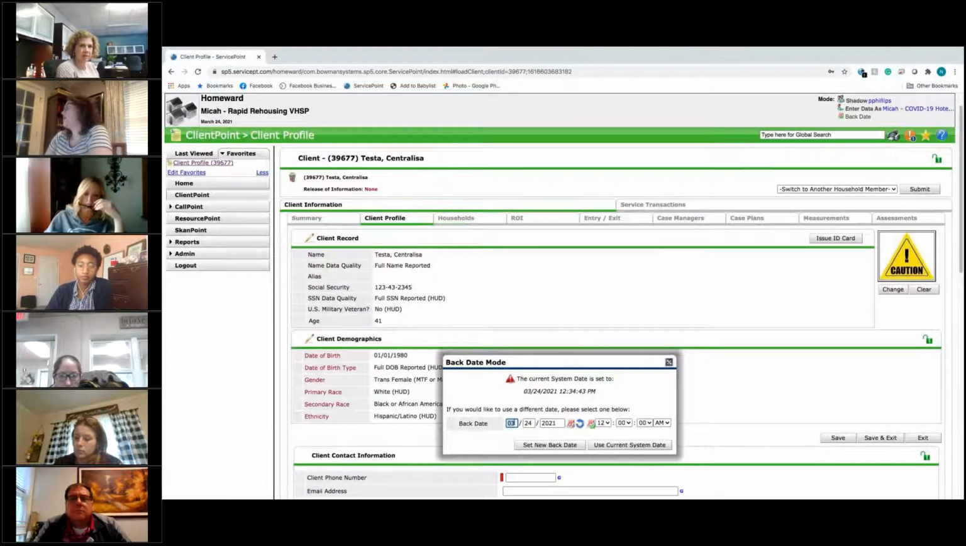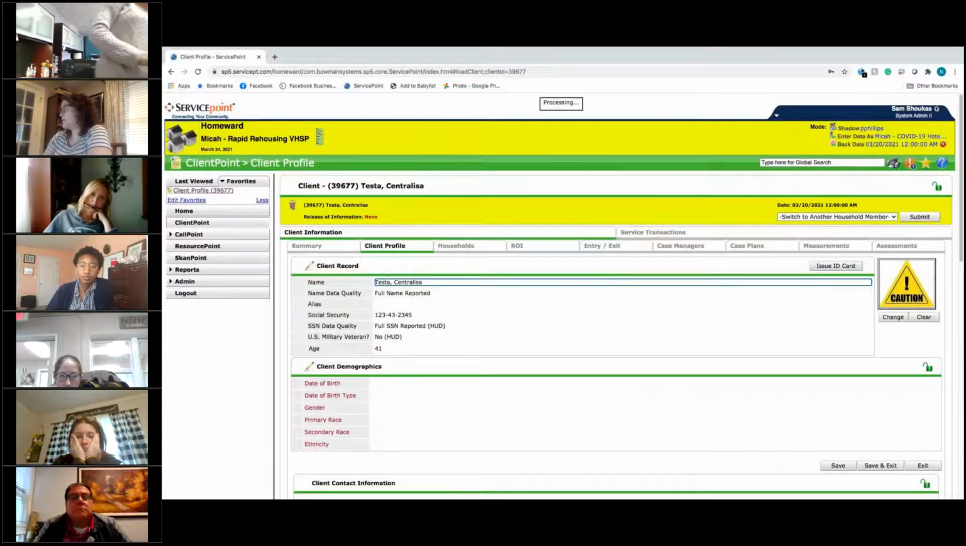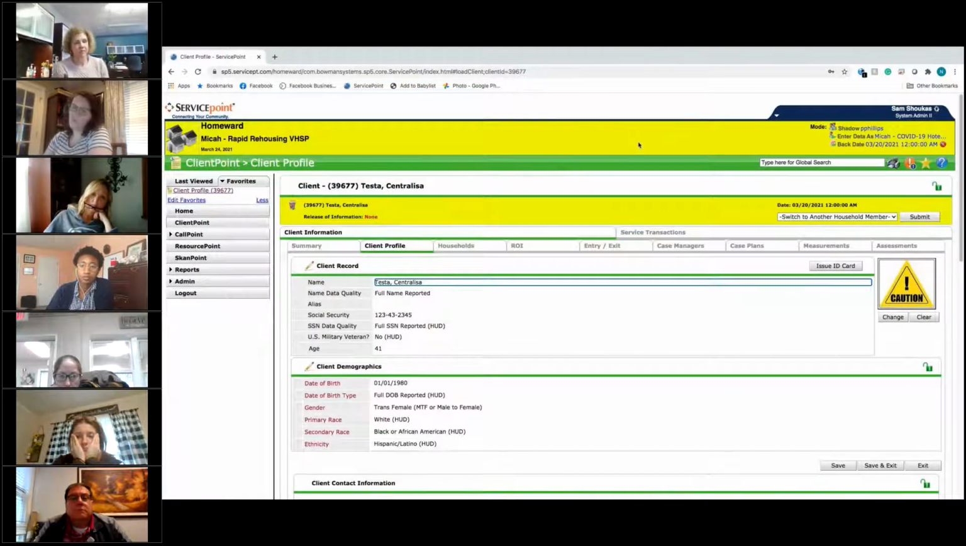Backdating is to tell the system the information was collected on this date. So for Amy's question, maybe you did an intake last week and you want to enter the data today. You would then backdate to last week's day so that you can tell the system that it is tied to the 20th and not the 24th.